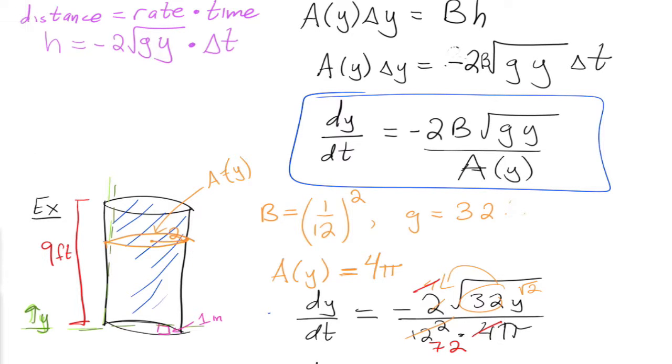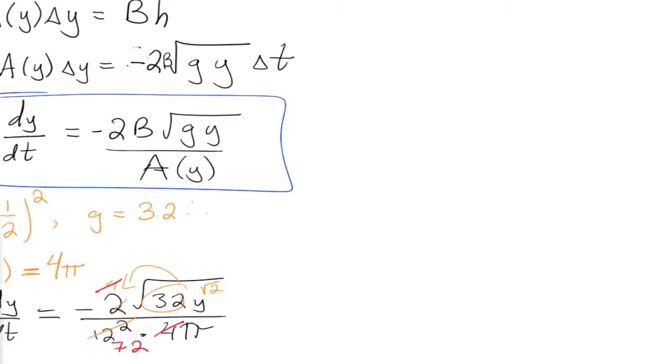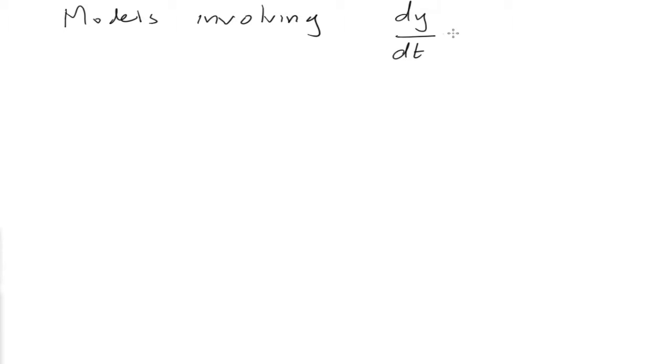Okay. All right, so let's take a look at another application. Let's take a look at models involving dy over dt equals k times y minus something. I forget if your book does k or minus k. It doesn't really matter. But what does this differential equation tell you?